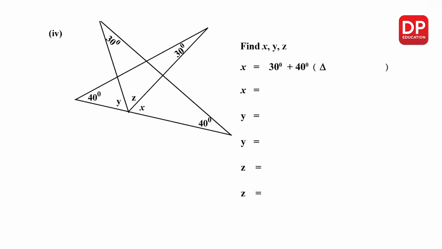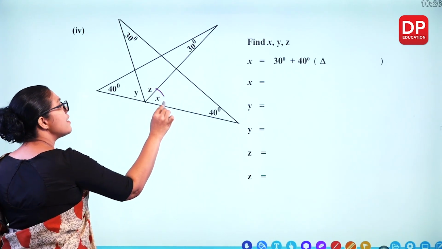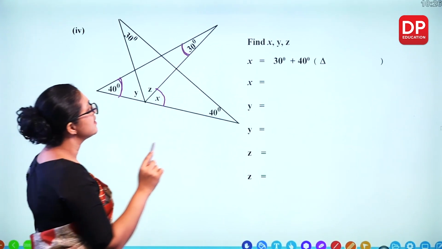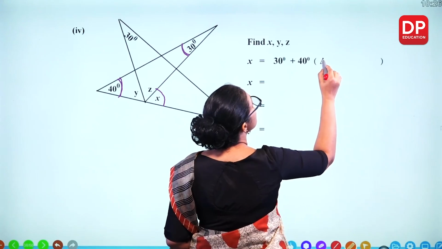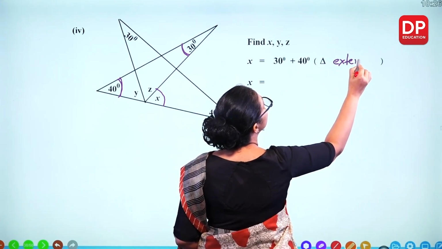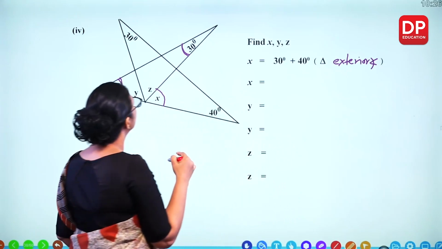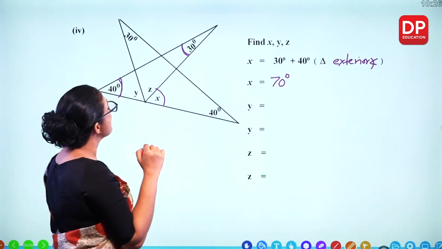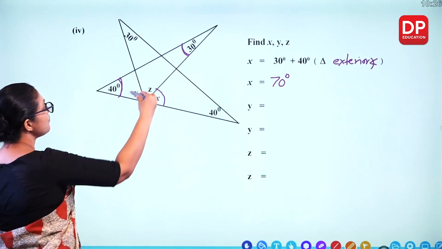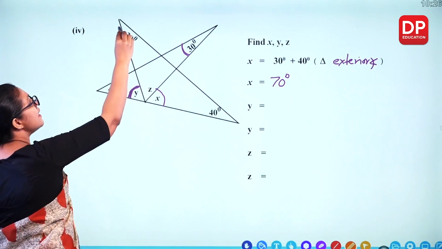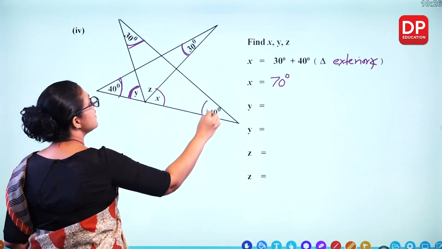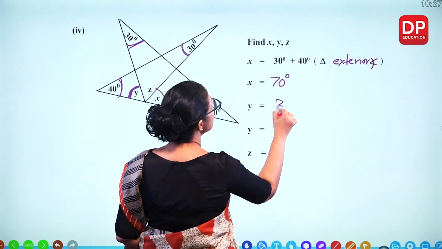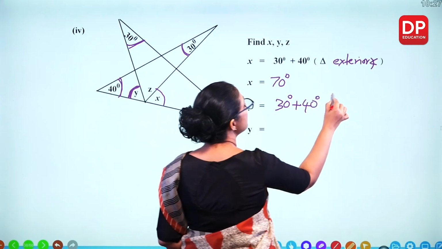Look at this one. X is the exterior angle to these two angles. Can you see that? So X is 30 plus 40. That's the exterior angle in the triangle. So what's X? 30 plus 40, that's 70 degrees. Now look carefully, what's Y? Y is the exterior angle of these two. These are the opposite interior angles. So what's Y? 30 plus 40 again. That's the exterior angle again.